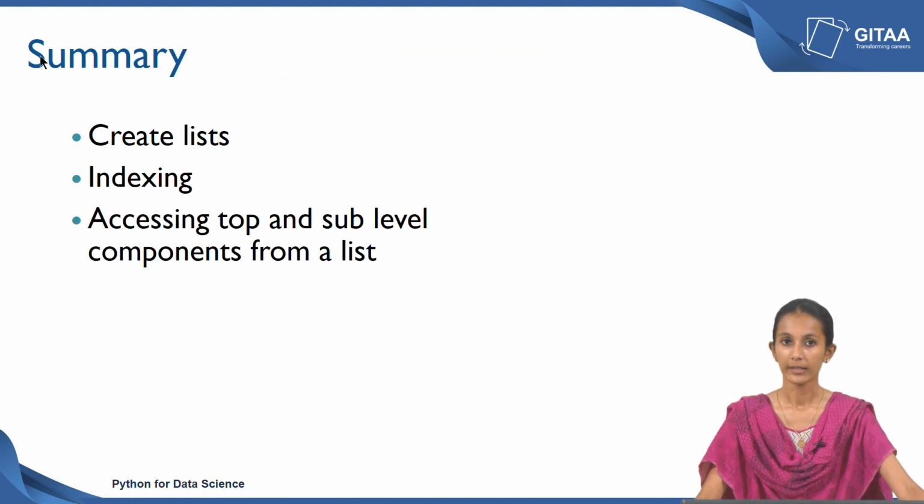Now, let us summarize what we have covered in this lecture. First we saw how to create a list and we also saw indexing in Python. There are two types of indexing, one is positive indexing and another one is negative indexing. Positive indexing always starts from the leftmost element, with an index of 0. Negative indexing starts from the rightmost element with the index value of -1. We also saw how to access the top level component and also the sub level components in the list.